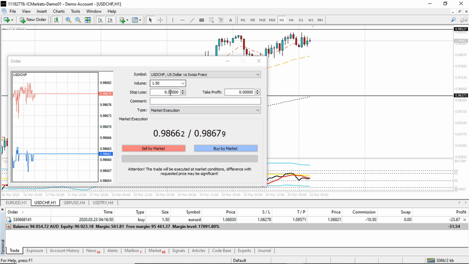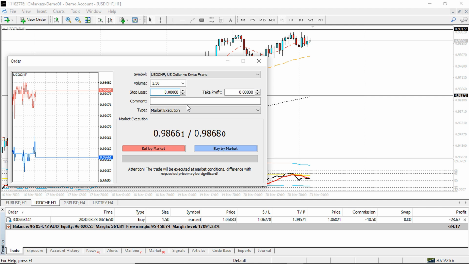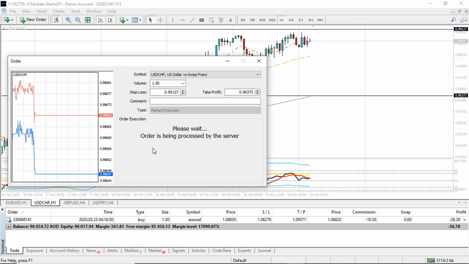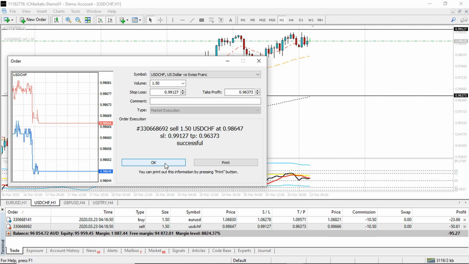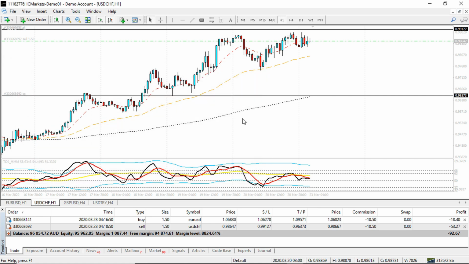Using the same lot size now, what we do is input the stop loss 0.99127 and then a take profit of 0.96373, and in this case we simply click on sell. Immediately we are filled because it is an instant execution trade. So immediately our take profit is adjusted, our stop loss is fixed, and we get into the trade automatically. So that is how the instant execution trade works.